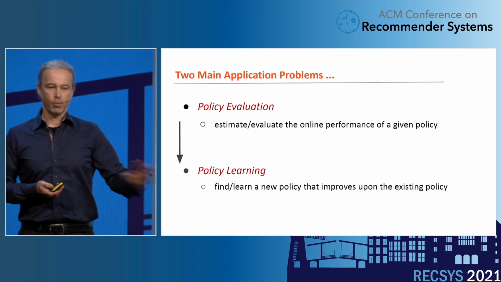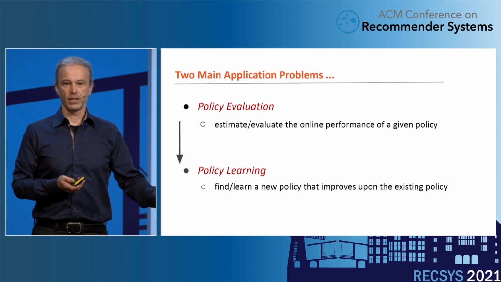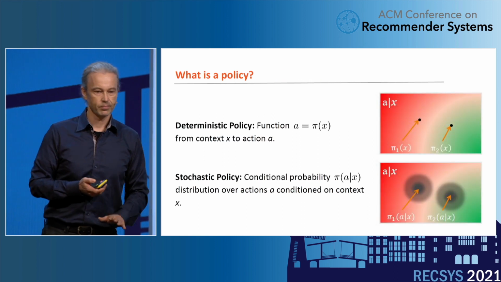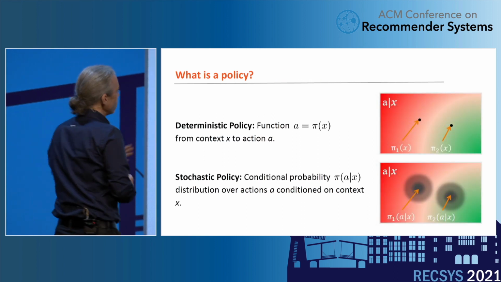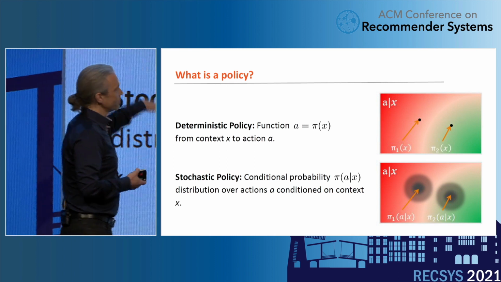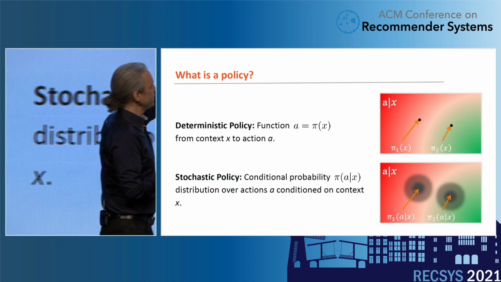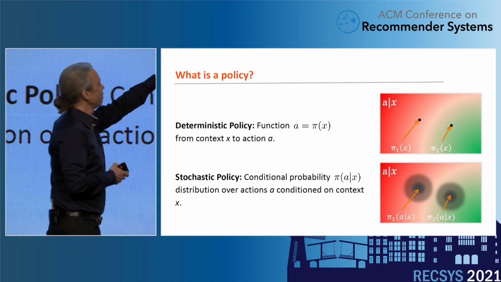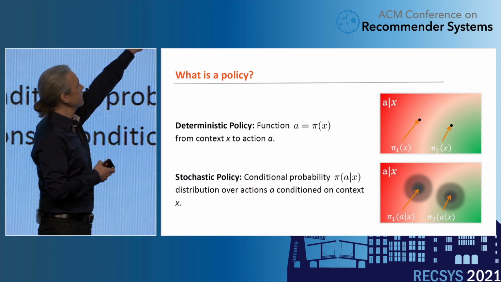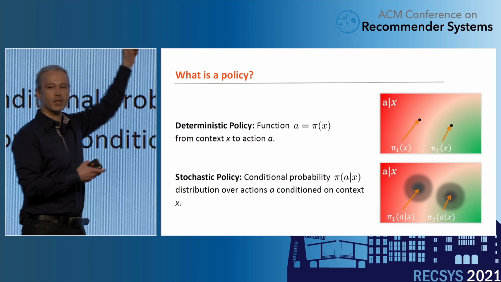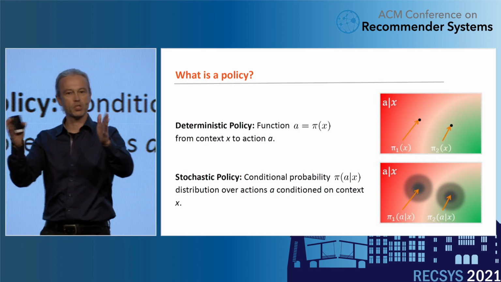Okay, I've used this word policy a million times already. Let me actually define what that is. So a policy, we'll look at 2 different types of policy, deterministic and stochastic policies. Deterministic policies basically are just a function, pi, that takes in a context X and spits out an action A. This is what we should do. This is the action that we should take.